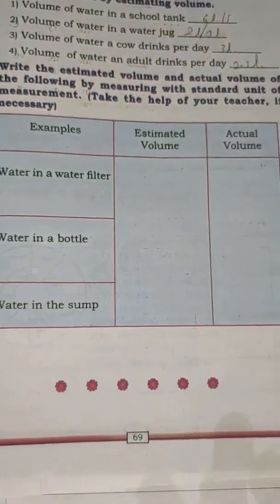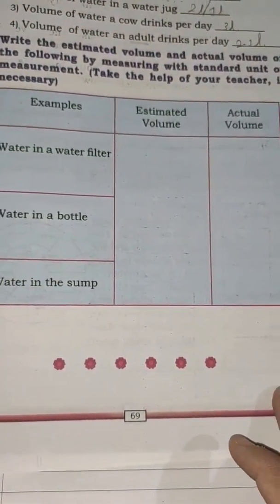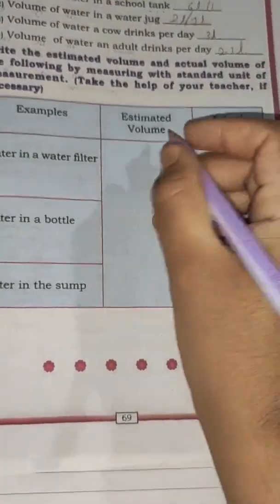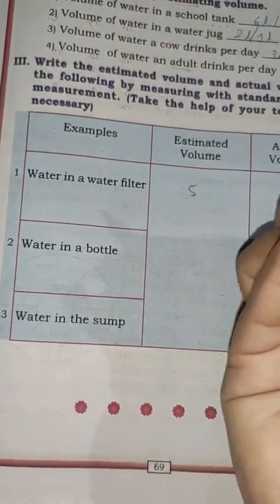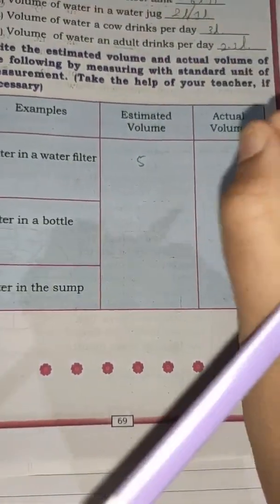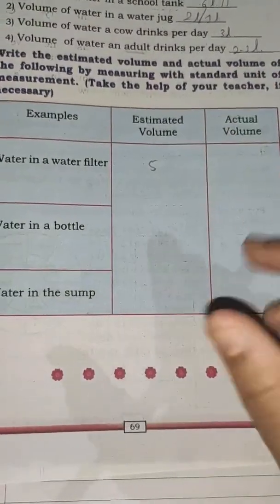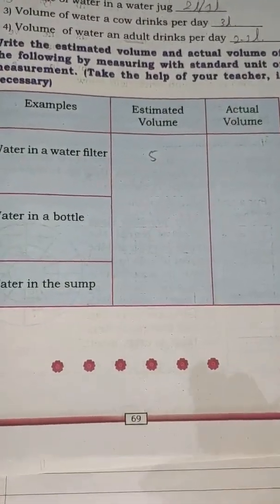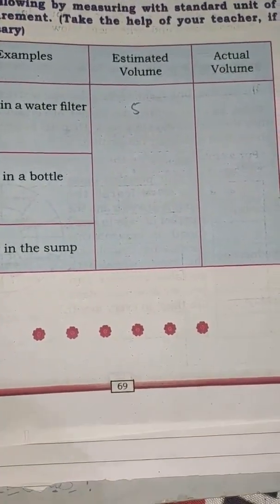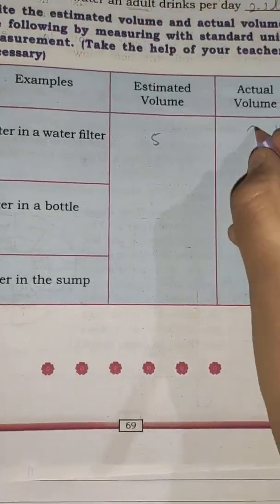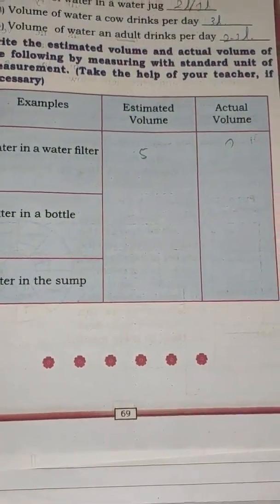So, how much capacity of water filter do you have in your home? It may be around 5 liters. You just write it like this. Then after seeing, it will be written on that water filter. What is the capacity of that water filter? Okay, you just go through it and write the exact, actual volume of it.